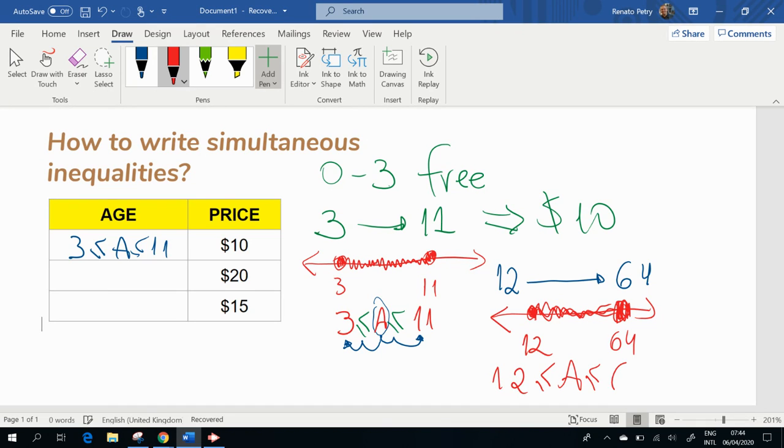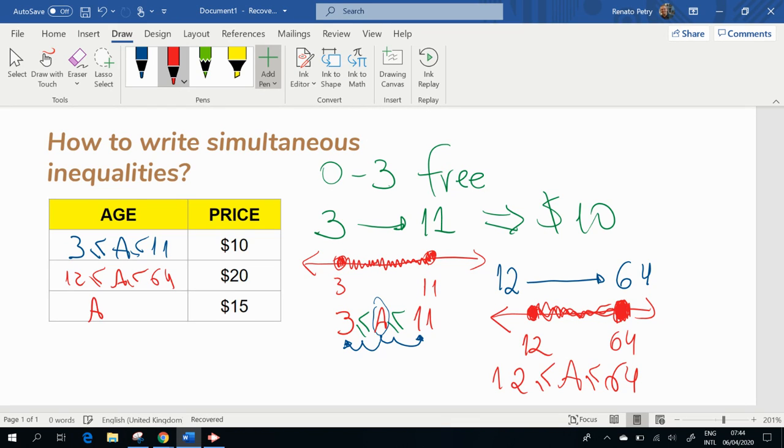12 and 64. And I use the equal sign together, less than or equal, because my inequality here is a closed dot. So here my age is in between 12 and 64.